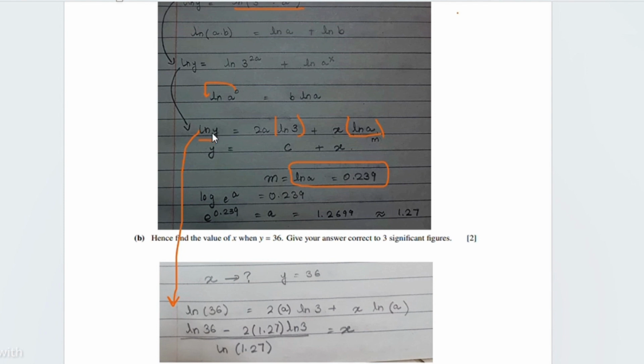Now I have ln y, where the value of y is 36. I put ln 36 equals 2a, and I insert the value of a, which is 1.27, multiplied by ln 3. Then I make x the subject of the equation. So I switch the equation around, bring this term to the other side, and then divide by ln a, and so I get the value of x.